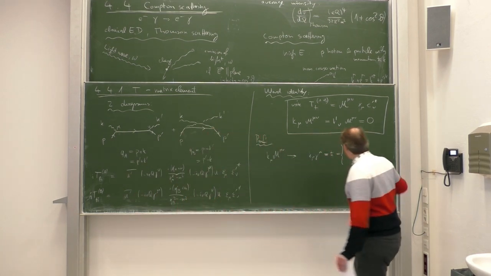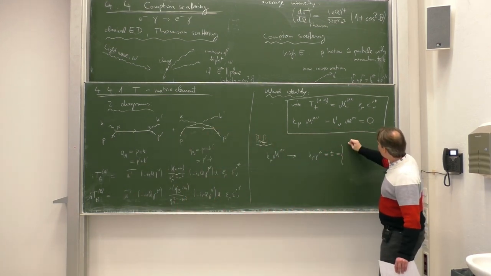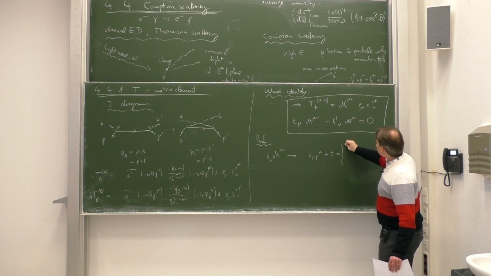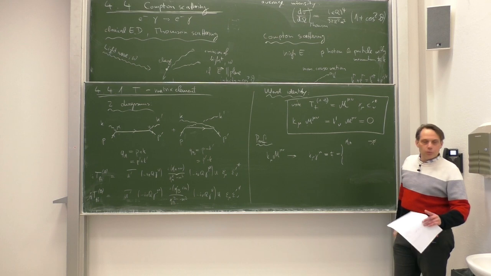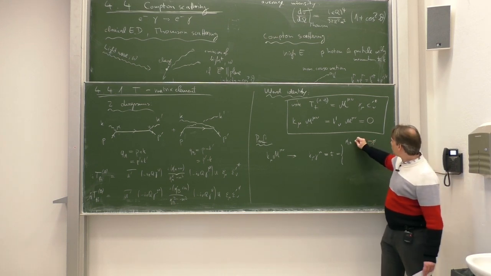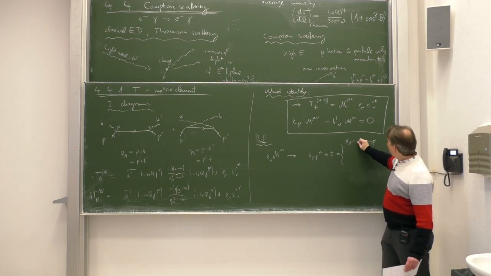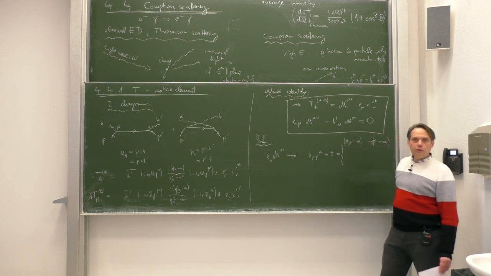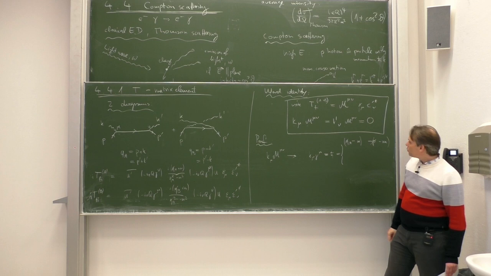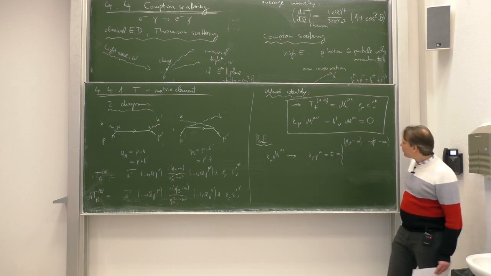So we replace in the first diagram k by qa slash minus p slash, which is the same thing. And actually, we do even more. We replace it by qa slash minus m minus p slash minus m. That is what we do. And then we see what happens.